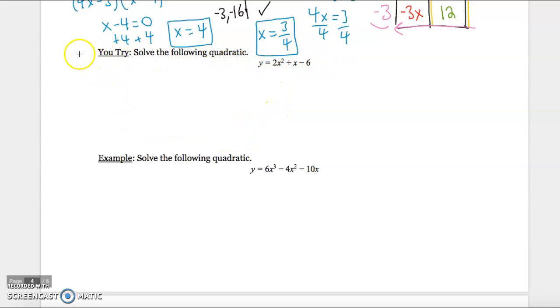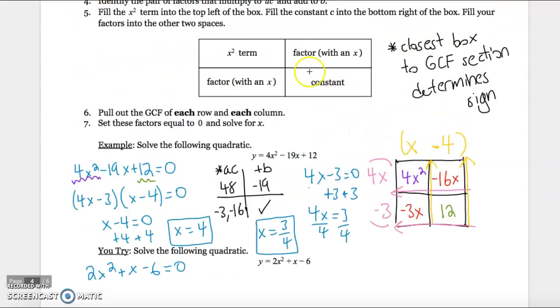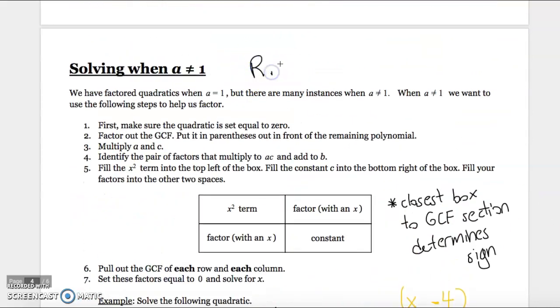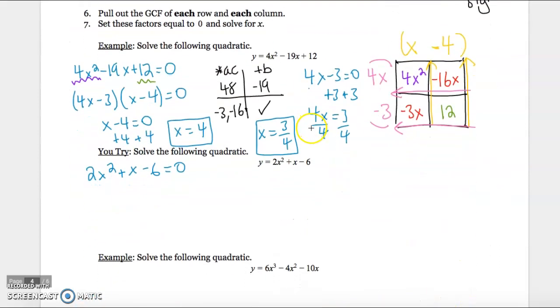2x squared plus x minus 6, get it set equal to 0. Okay, there's no GCF in this, and I notice that my leading coefficient isn't just an x squared, right? I don't have just one x squared, I have 2x squared, so I'm going to use what's called the reverse box method. So if you hear me reference that in the other helpful videos for this, that's what I'm using, the reverse box method.